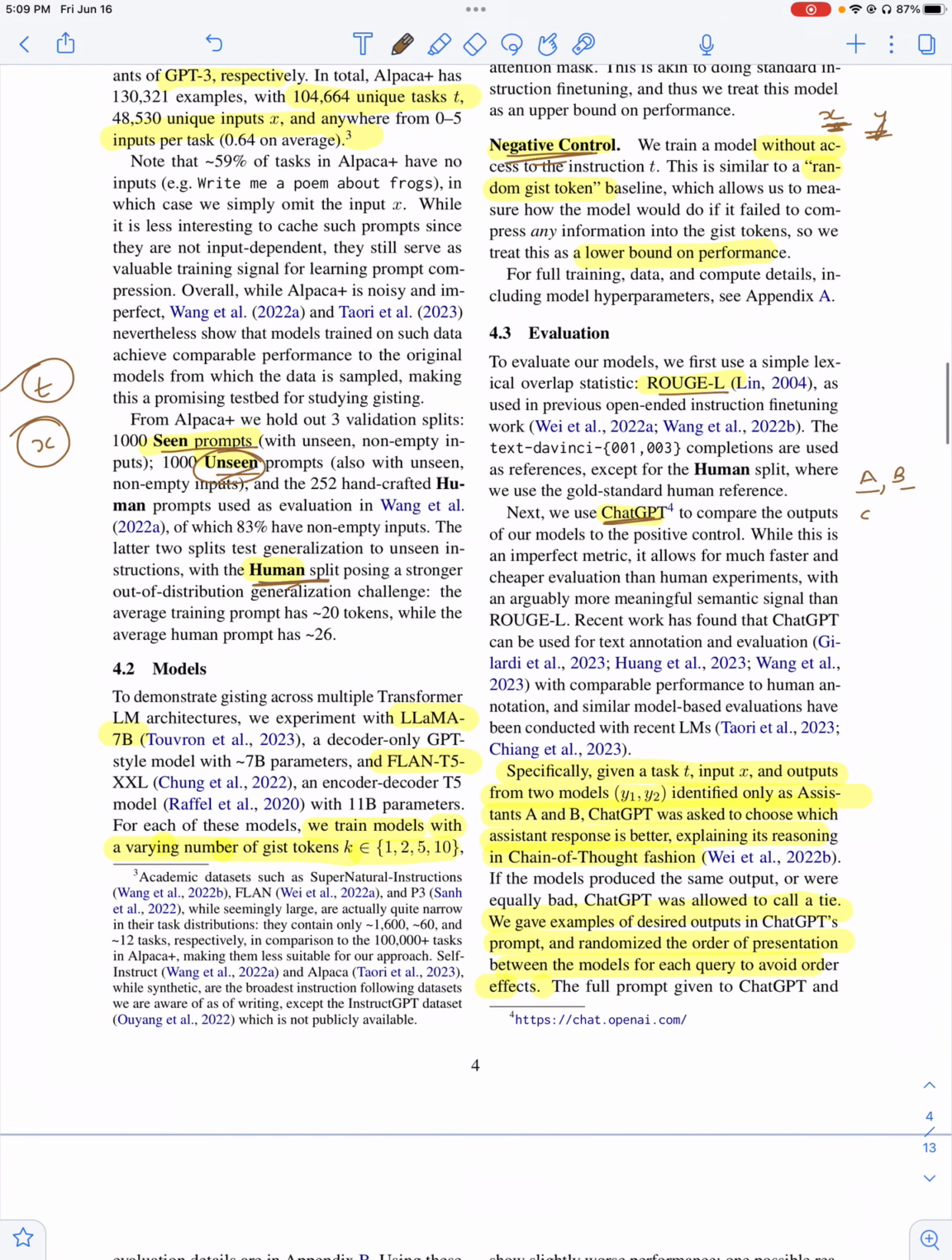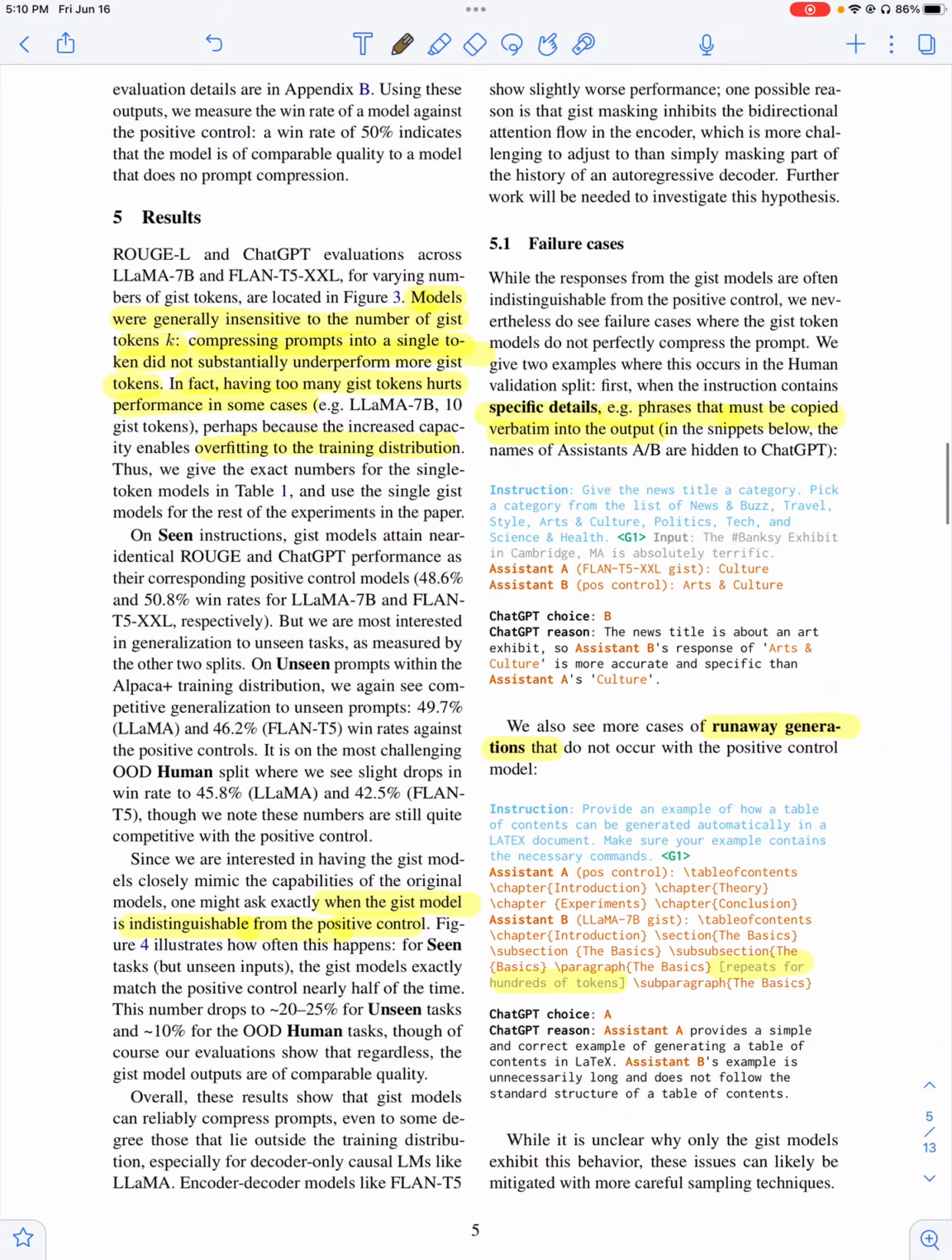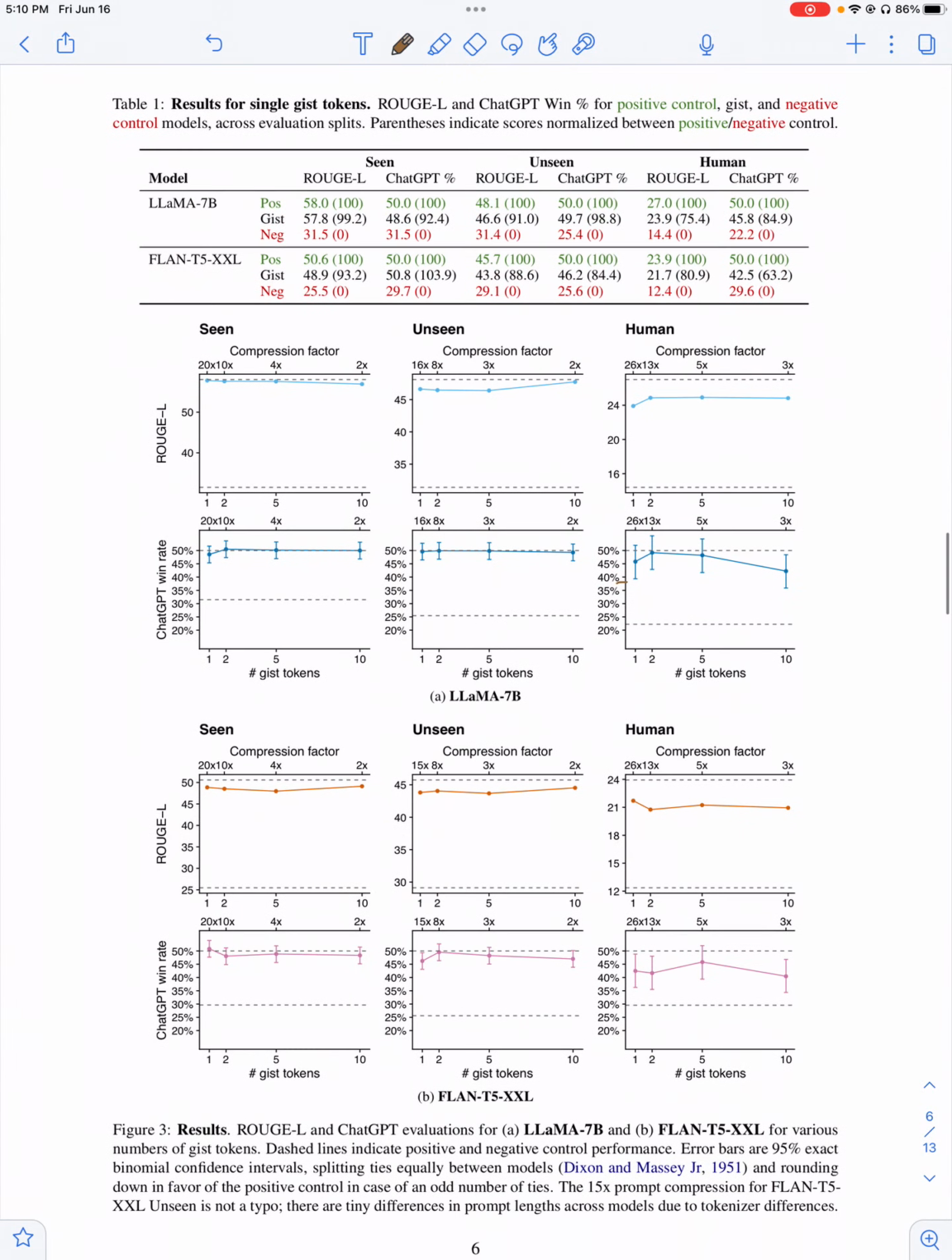So you have the compressed version where you just have a couple of gist tokens for the prompt, and you have the non-compressed version, which is a positive control, which has the prompt tokens as well. And you're asking ChatGPT which one it prefers. So let's look at the results.